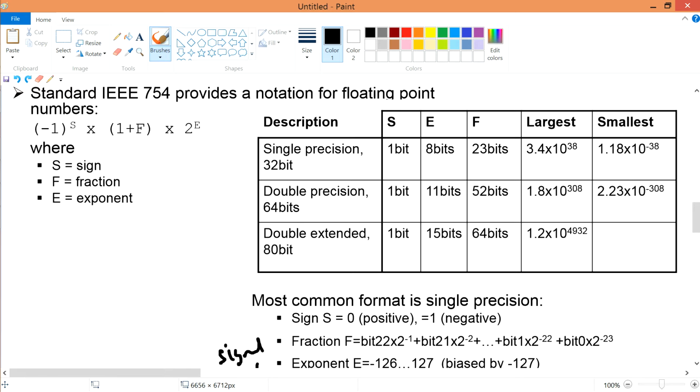Yay, I finally understand what it means. Yay. So now this is for single precision.